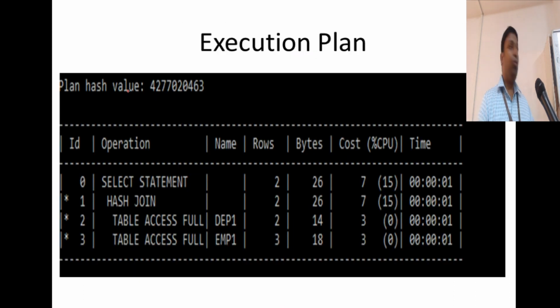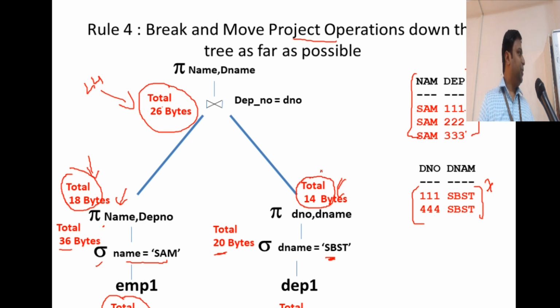So this is the query plan for this. And you see here, how many bytes will the query read from the disk? 18. And for the department table 14, with an intermediate relation of 26 bytes. So you can now say this is an optimized tree for our initial query tree, because from 440 bytes we have reduced it to 26 bytes. And rather than reading 100 bytes, we are now reading just 32 bytes from the disk.